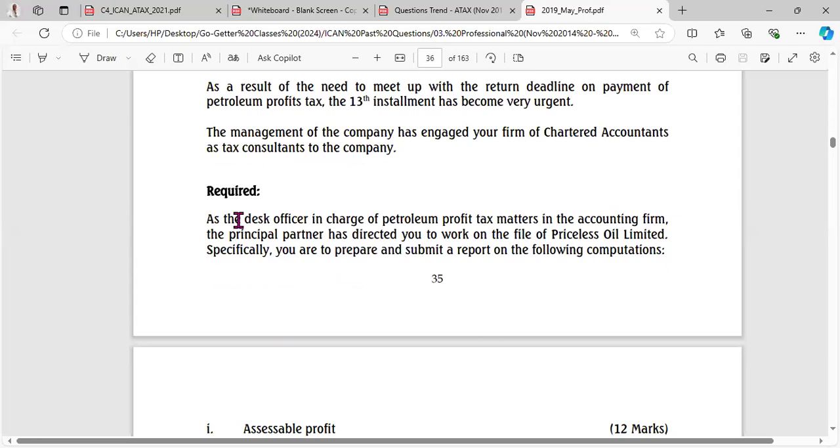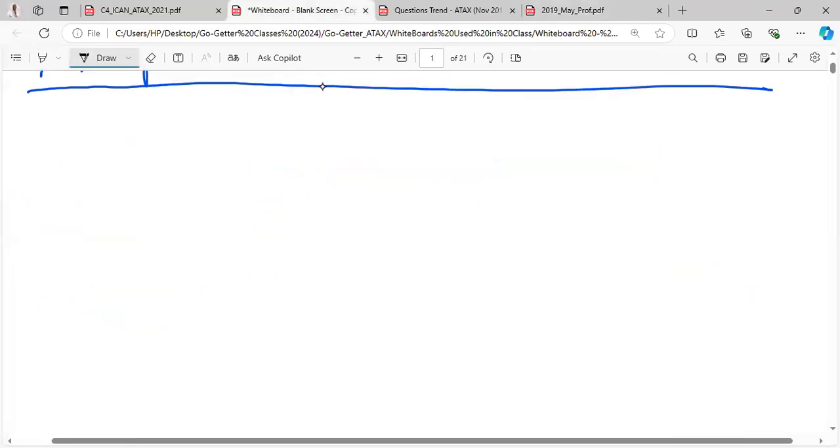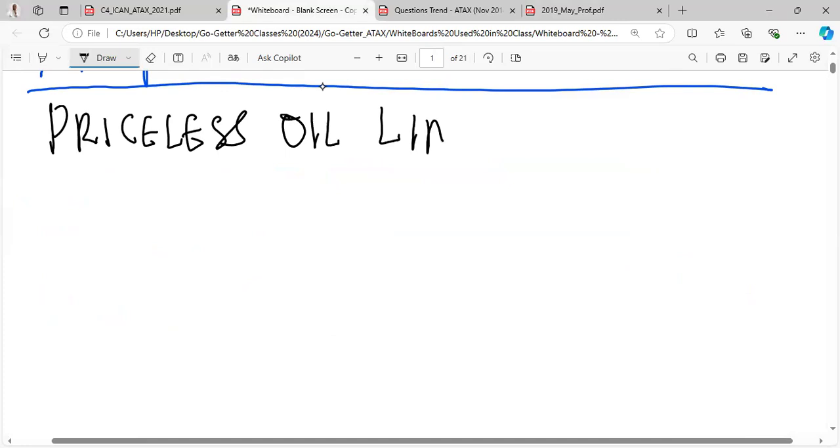As the desk officer in charge of petroleum matters in the accounting firm, the principal partner has directed you to work on the file of Priceless Oil Limited. Specifically, you are to prepare and submit a report on the following computation. So that's where our focus, first of all, would be. Priceless Oil Limited. So let's get our things working.